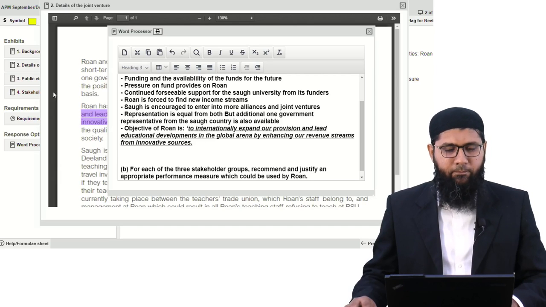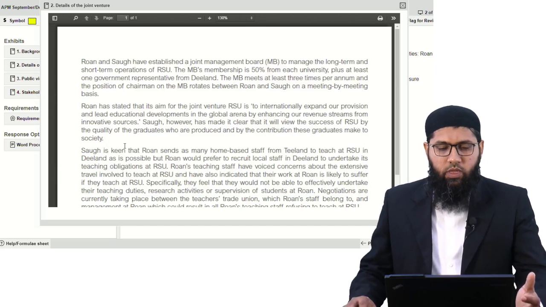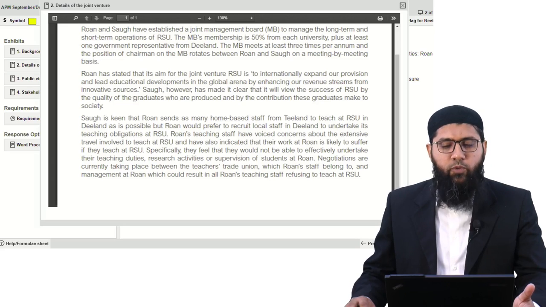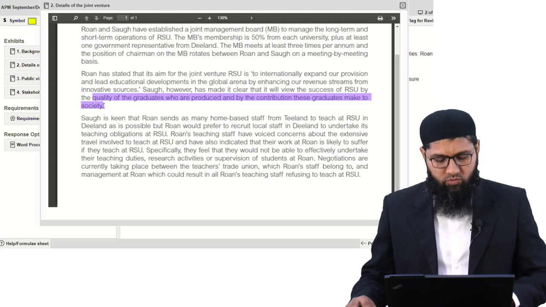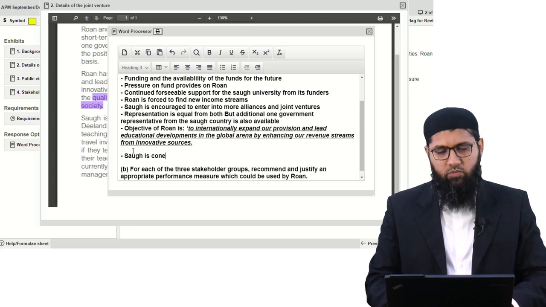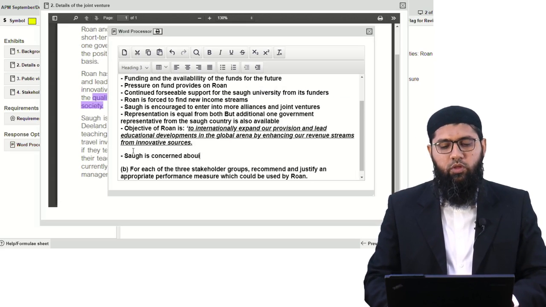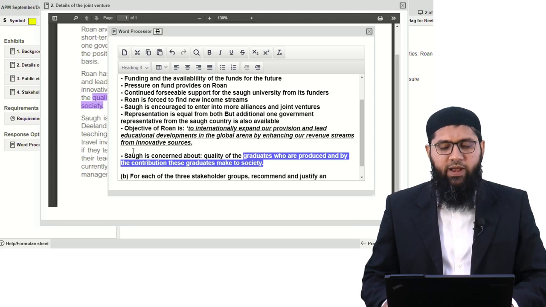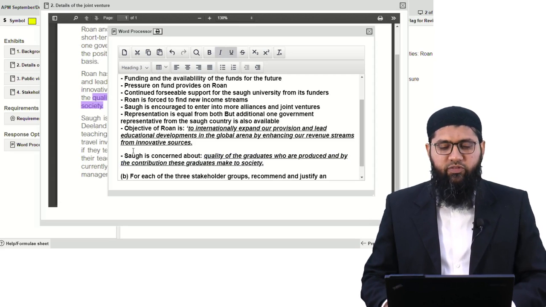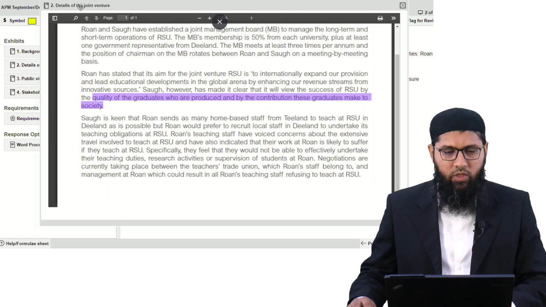Now what next is there? SAW is keen. SAW has made it clear that it will view the success of RSU by the quality of the graduates who are produced and by the contribution these graduates make to the society. So what is SAW concerned about? SAW is concerned about the quality of the graduates who are produced and the contributions these graduates make to the society.